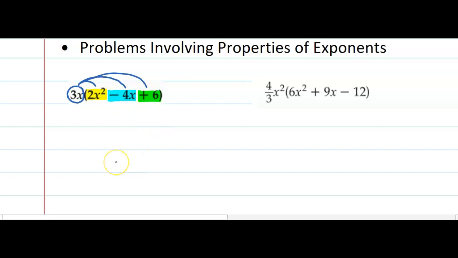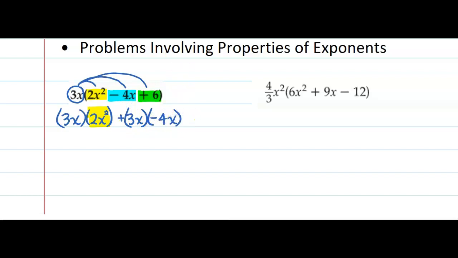The first example, I'm going to write more than you might feel like you need to write, but that's okay. After you practice a while, you can start to maybe show a little bit less work. We're taking 3x times 2x squared. Then we're going to take 3x times negative 4x, because that's our second term inside the parentheses. And then finally we're going to take 3x and multiply it by positive 6, because that's our last term.